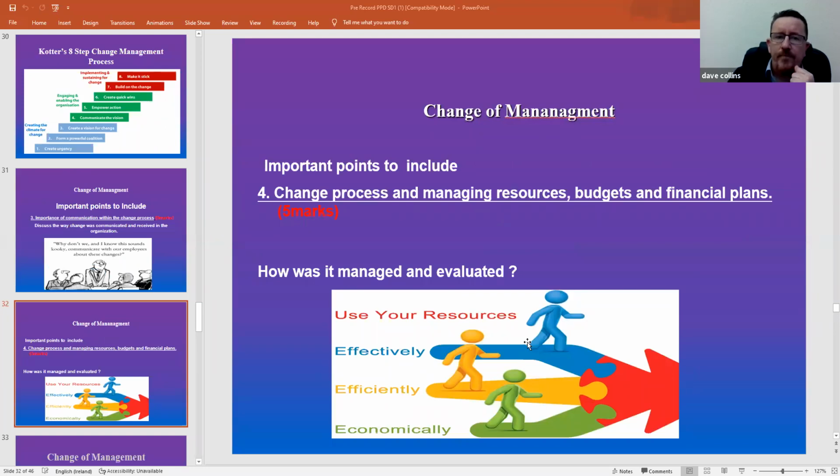So number 4, change process and managing resources, budgets, and financial plans. So how was it managed and evaluated? Use your resources effectively, efficiently, and economically.